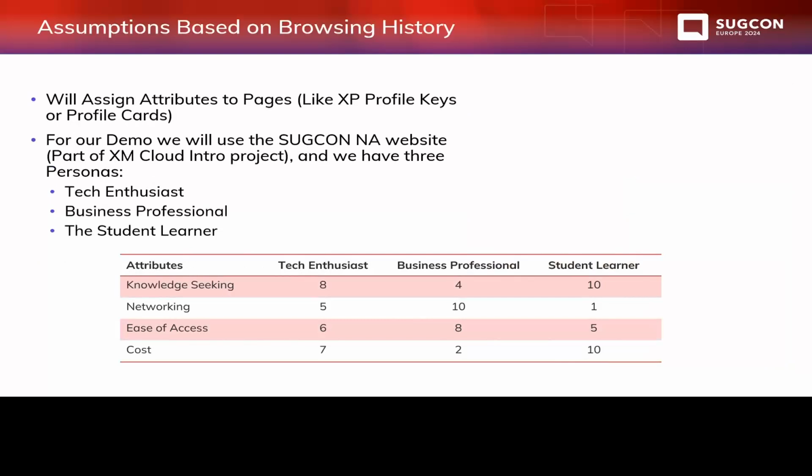So I had to make a few assumptions. I wanted to do just like with XP. We have 3 personas that I'm going to demonstrate today: the tech enthusiast, the business professional, and the student learner. We'll be applying these changes to the SUGCON North America site, and that is an open source XM Cloud intro project. So it was a good opportunity for me to add that to that project so everybody can see the changes that were needed for that. These are just examples. I used ChatGPT to create these, so it just shows what you can achieve if you're just looking for examples. And then we have 4 attributes to each persona, or profile keys as they were known in XP, that are assigned different values per persona.